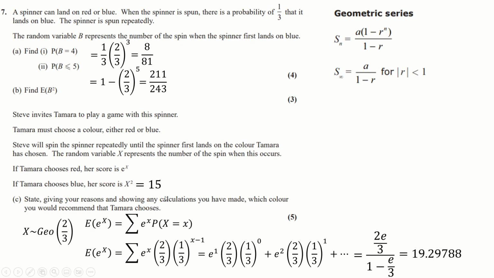And because that value is bigger than this value, we're going to say that her expected score, if she chooses red, is bigger. So therefore, she should choose red. And that's the whole paper.